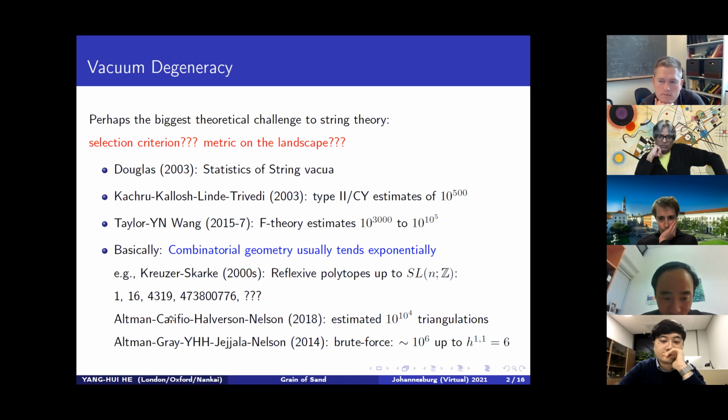And then this recent beautiful work of these guys estimated the number of triangulations goes even more than that. So even within the Kreuzer-Skarke data, this often quoted 500,000 manifolds for dimension 3, the actual number should be much bigger than that. So there is this proliferation of vacuum degeneracy.